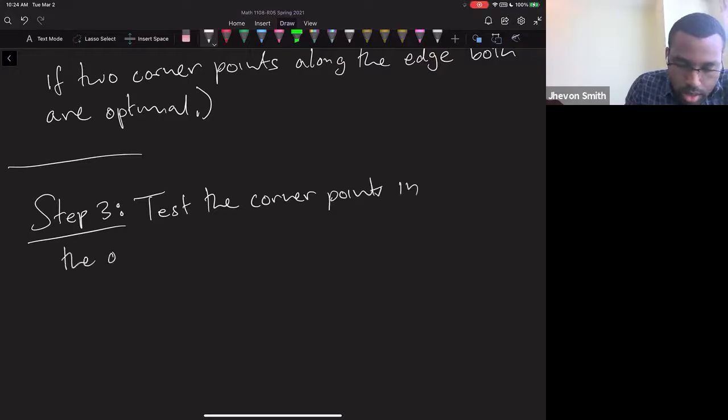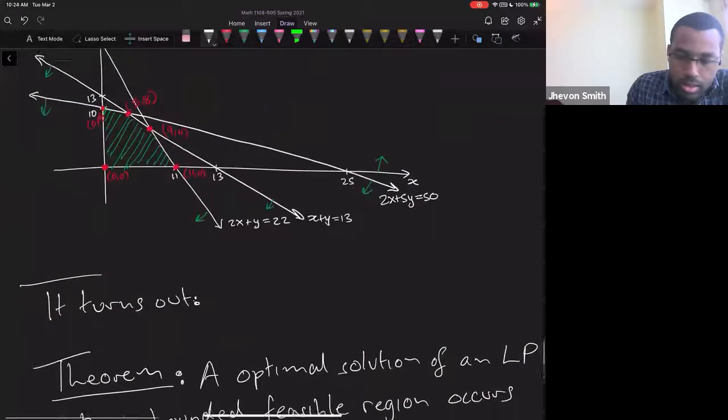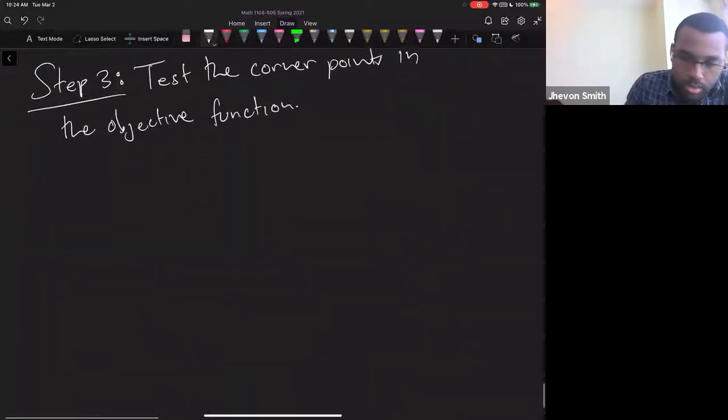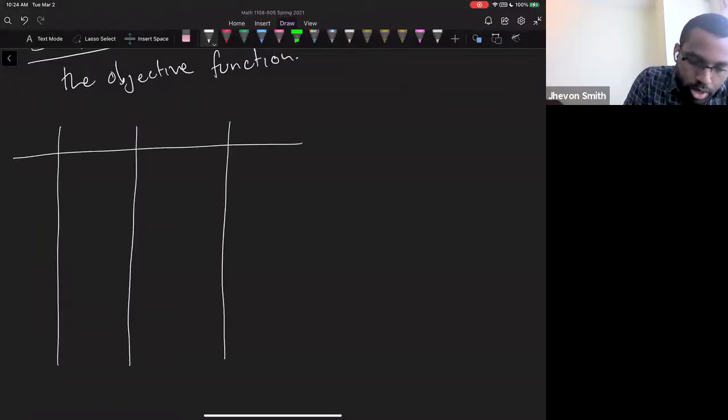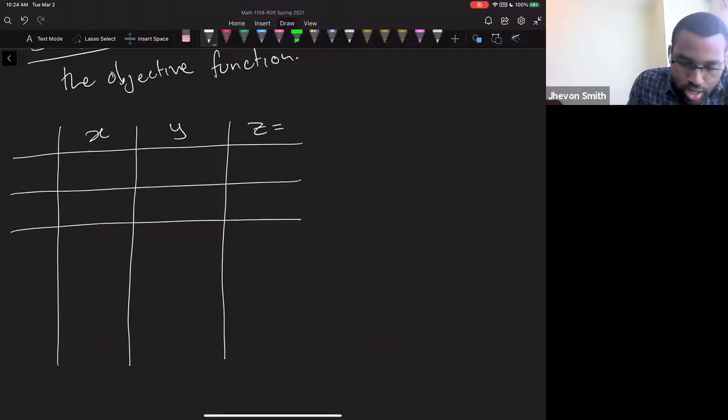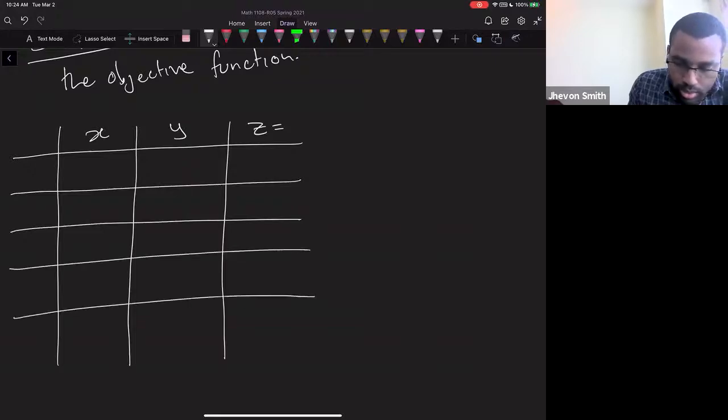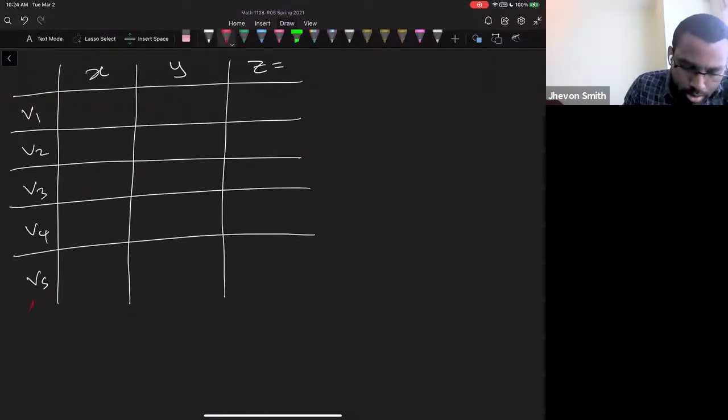in the objective function. What does that mean? You will essentially make a table. You put in all the X values, all the Y values, and then your Z values. And there are 5 of them that are of concern here: V1, V2, V3, V4, V5. You don't need to write this column.